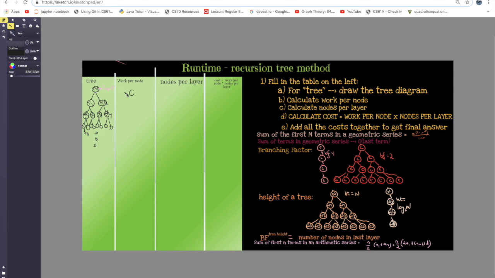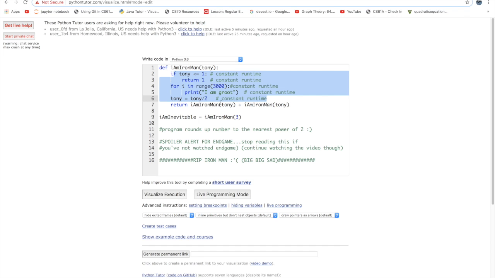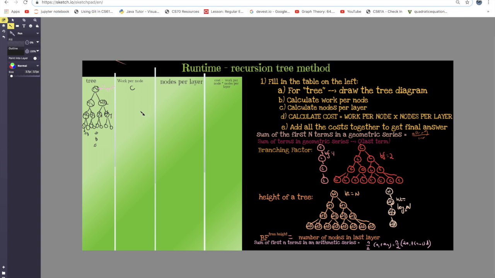So the work per node for the first node is C, and irrespective of which node you are at in this particular algorithm, the work per node is always going to be C, because the work doesn't really depend on your input in any way. Okay, so the work per node in my second layer is also going to be C. The work for each of these nodes again is going to be C, and so on and so forth.